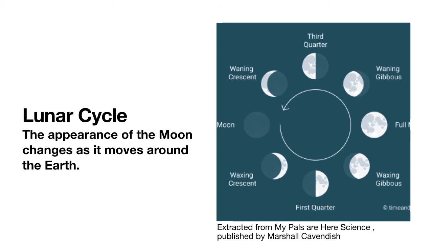One of the most interesting non-living cycles that we are talking about is the lunar cycle. So the lunar cycle basically talks about the appearance of the moon. And we know that the appearance of the moon changes as it moves around the earth, right?